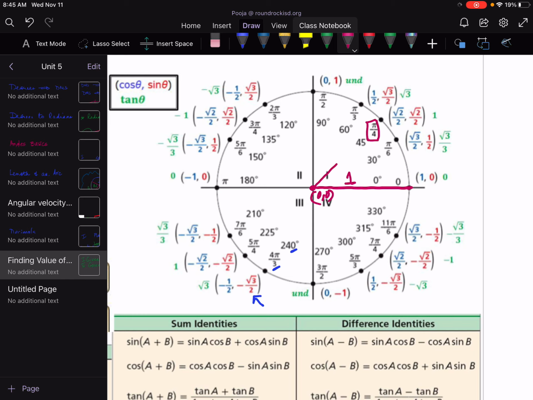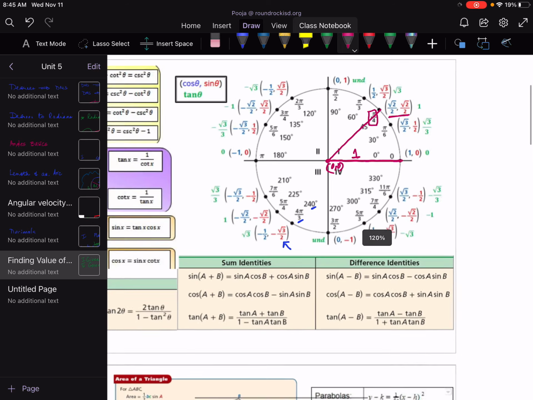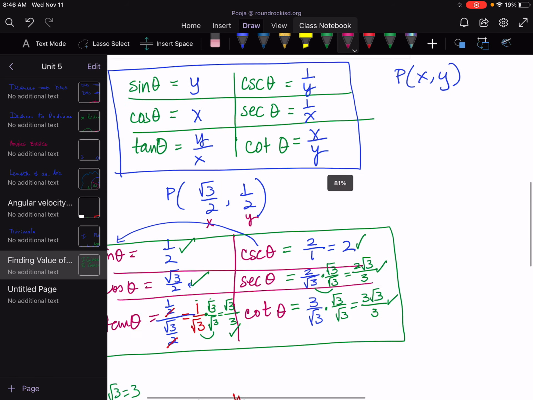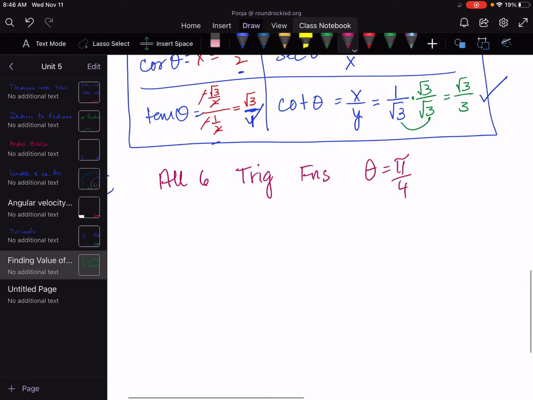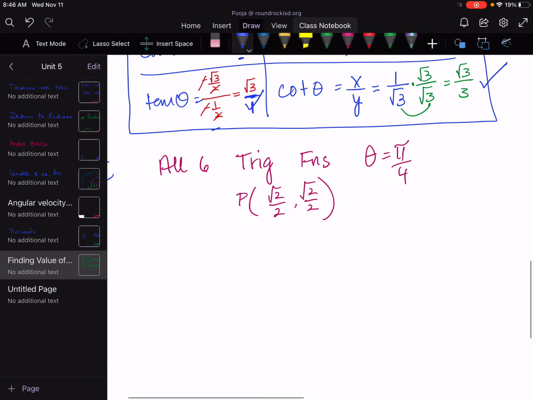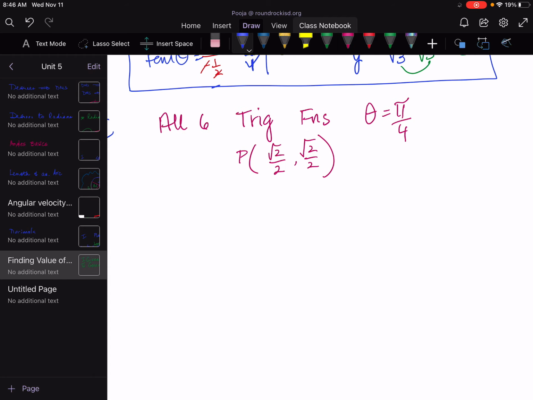So they are basically asking me to find 6 trig functions of pi over 4. The corresponding point to that is root 2 over 2, comma, root 2 over 2. Right? So I can go to the unit circle and get the corresponding point. Once I have the corresponding point, then it's pretty much the same thing, right? I repeat the process because I know my 6 trig functions.